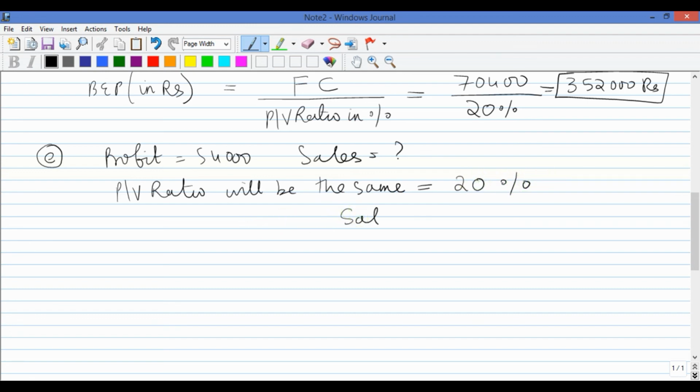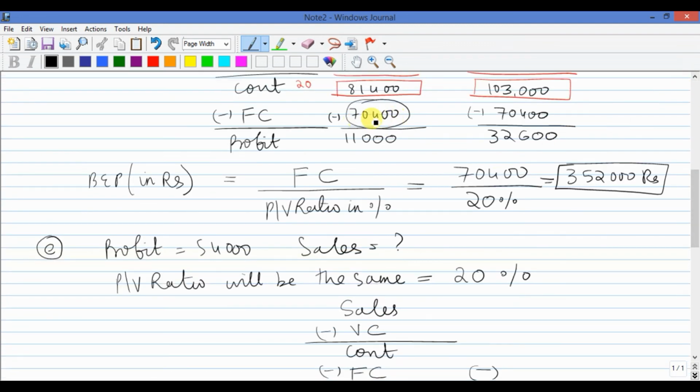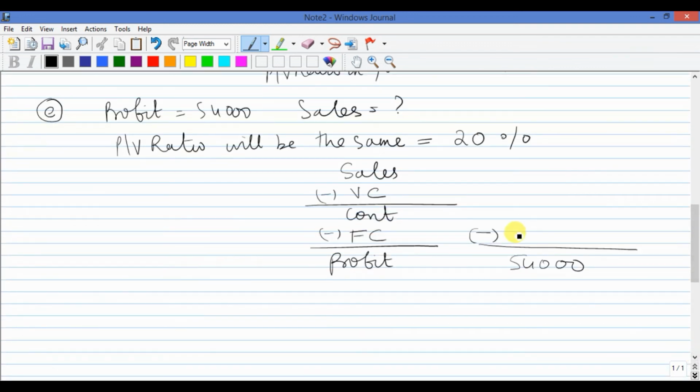So I can make a format: sales minus variable cost will give me contribution, minus fixed cost will give me the profit. The profit they have given us is 54,000, and we are aware of the fixed cost, which is 7,400. Since we are doing a backward calculation, the effect will be opposite. 54,000 plus 7,400 will give me 124,400. So this is my contribution.